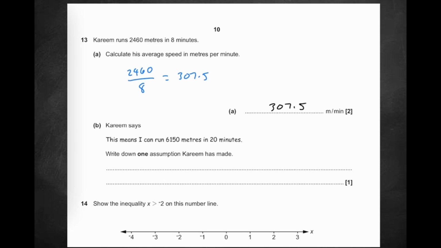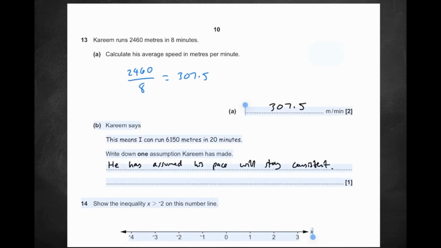Kareem says, this means I can run 6,150 meters in 20 minutes. Write down one assumption Kareem has made. Well, he has assumed he can keep that pace up. He has assumed his pace will stay consistent over a longer period.